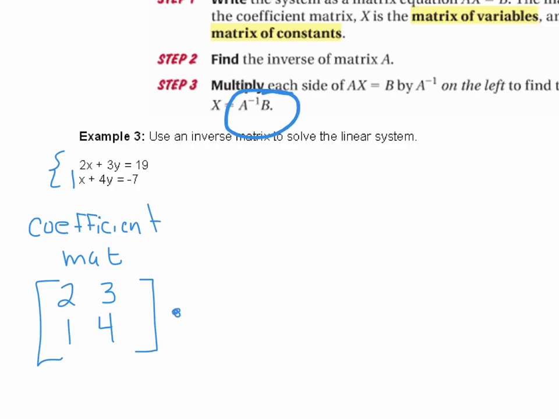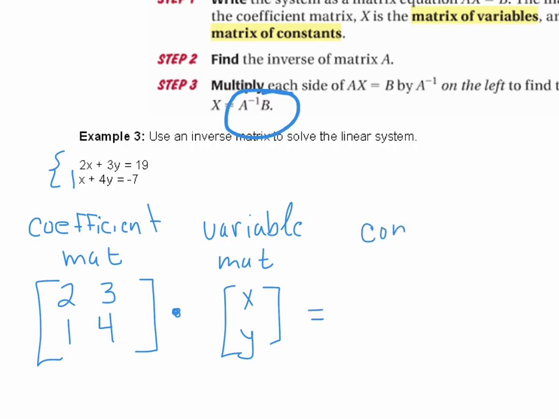We then multiply that by our variable matrix. The variable matrix is just x and y. And then we set this equal to, on the right-hand side there, what we call our constant matrix. Our constants go 19 and negative 7.